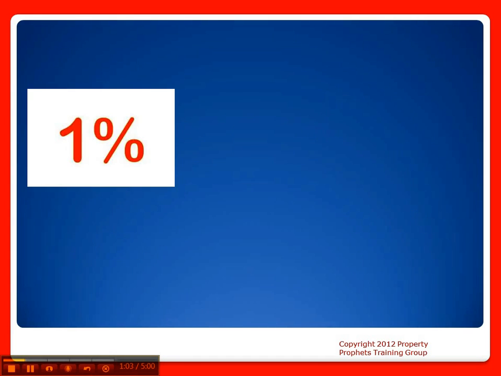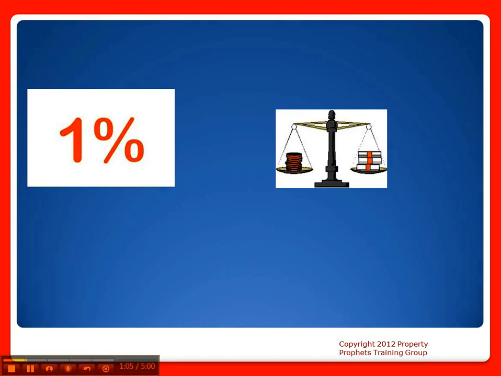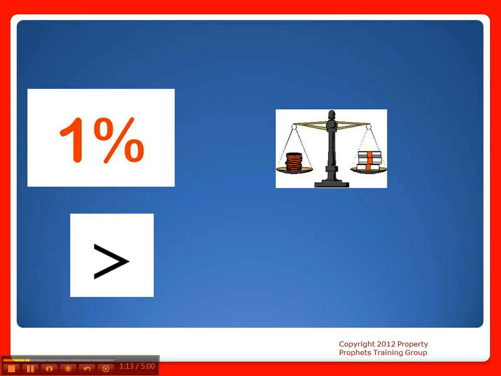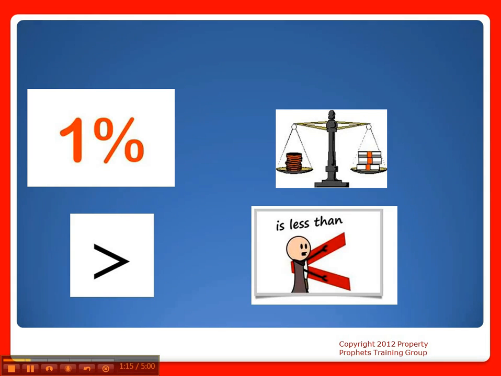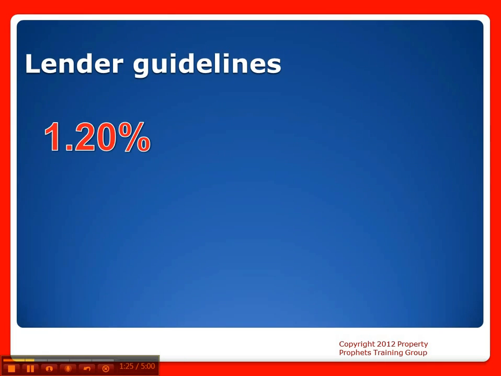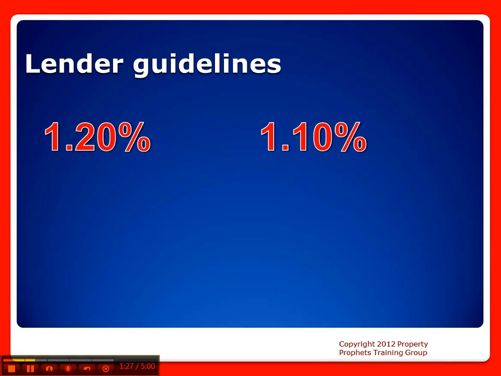A DCR ratio of 1 means you're balancing the same amount of income and expenses. So anything greater than 1 means you've got money left, and anything less means you don't have enough money to pay the mortgage. Most lenders' guidelines require the investment property or portfolio to generate a DCR of 1.2, and some lenders are okay with 1.1.